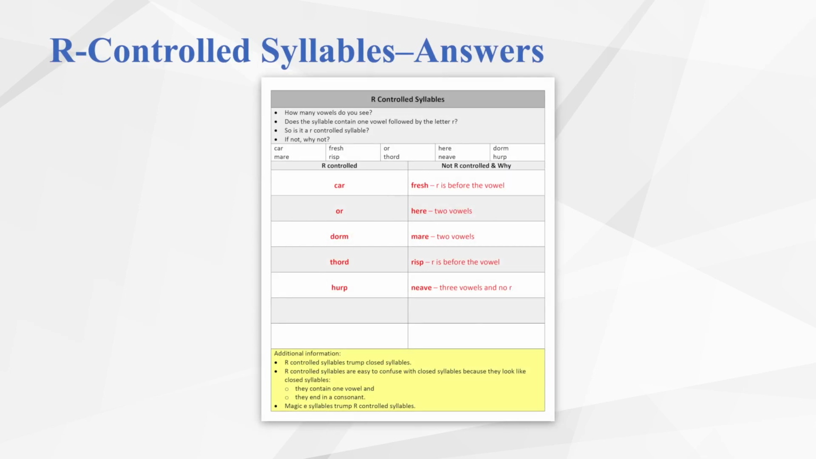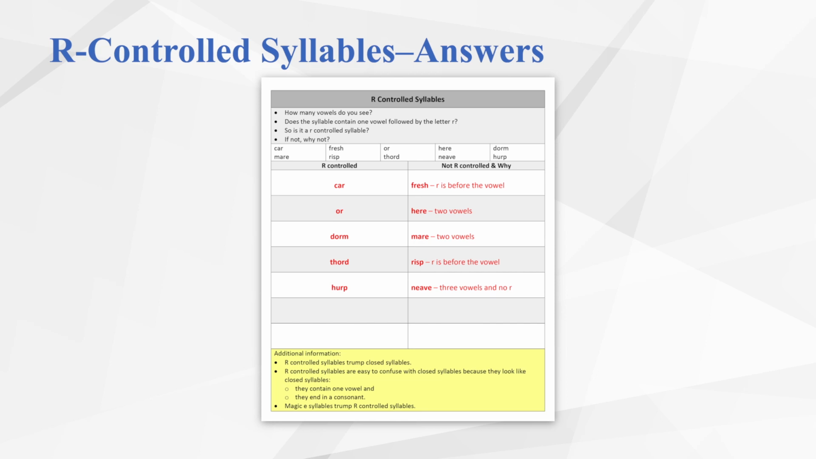Now that you have your activity complete, the next step is to read the words. You won't have any issues with the first 3 in the R-controlled column: car, or, and dorm. These nonsense words are intended to practice pronunciation and application. So, thord and herp would be the correct pronunciations.